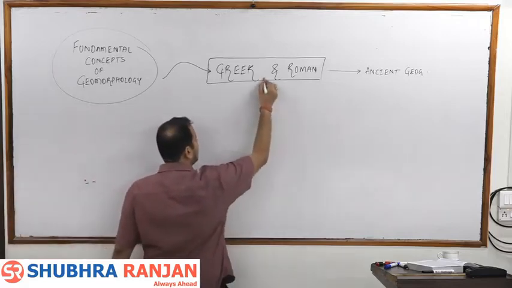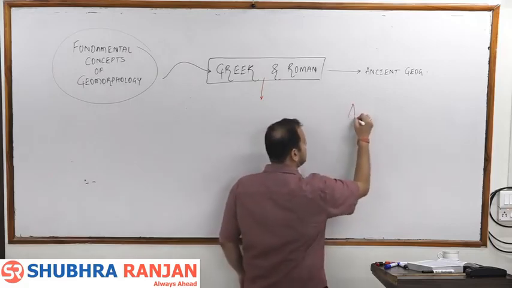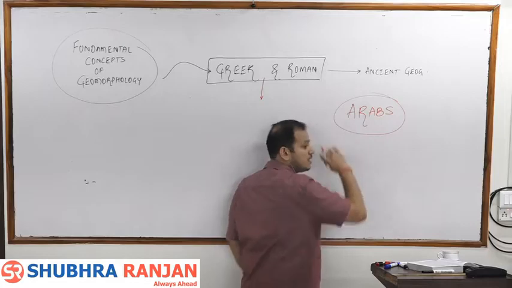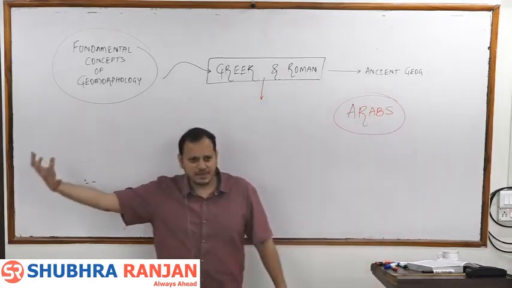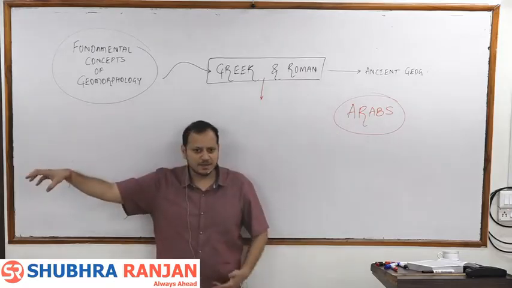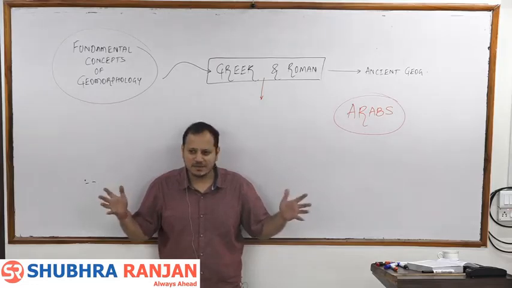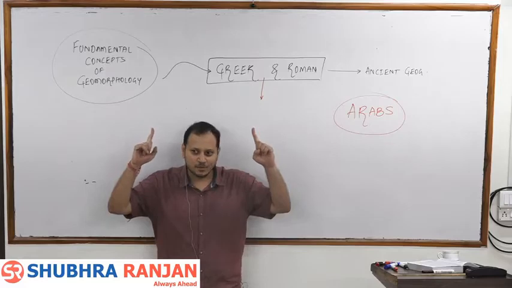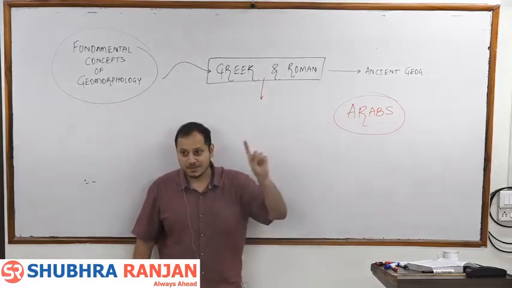Then in this ancient geography, in geomorphology, we will skip the people known as Arabs. Why? Because Arabs were mostly traders. They were located between India and Europe, and they used to trade as middlemen. And because they used to trade, they had no interest in geomorphology. They were basically interested in climate. So all the development of climatology occurred among the Arabs, not geomorphology.